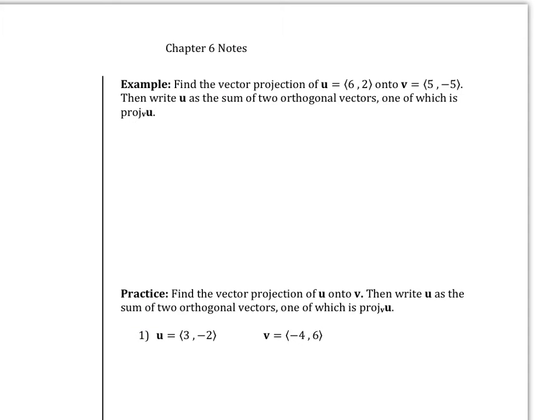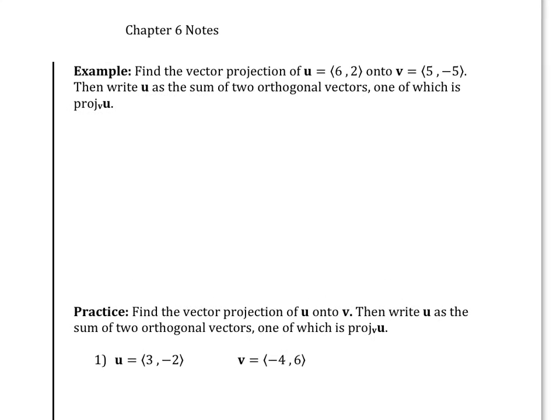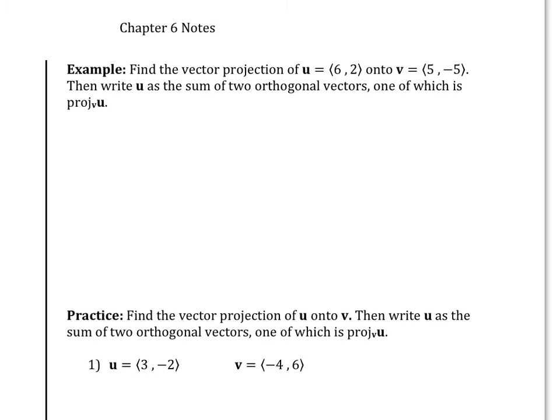Now let's look at an actual calculation. Find the vector projection of u onto v, then write u as the sum of two orthogonal vectors, one of which is the projection of u onto v. What are they talking about? Let's look at it graphically.